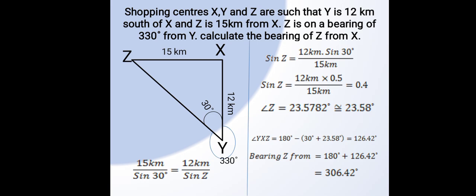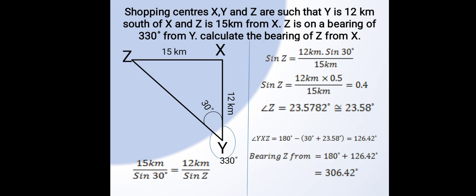Trading centers X, Y, and Z are such that Y is 12 kilometers south of X and Z is 15 kilometers from X. Z is on the bearing 330 from Y. Calculate the bearing of Z from X. Now, to understand this question better, we need to sketch a diagram of what we have been told. Now, I've sketched the diagram there. Now, from that diagram, the variables can be understood clearly.